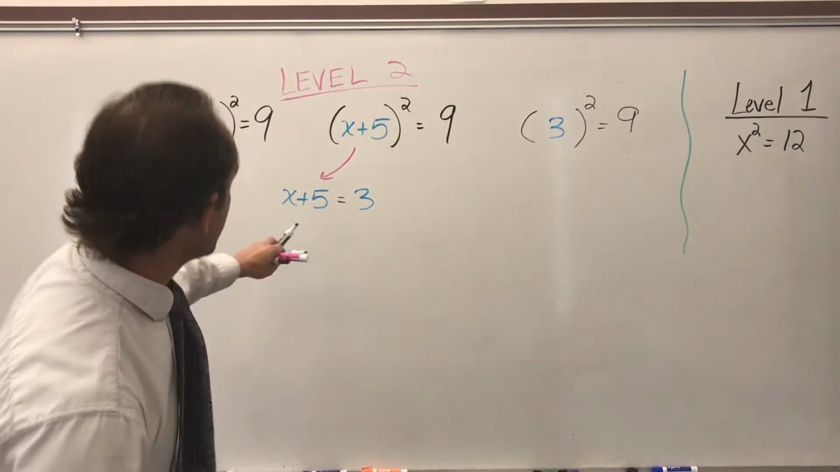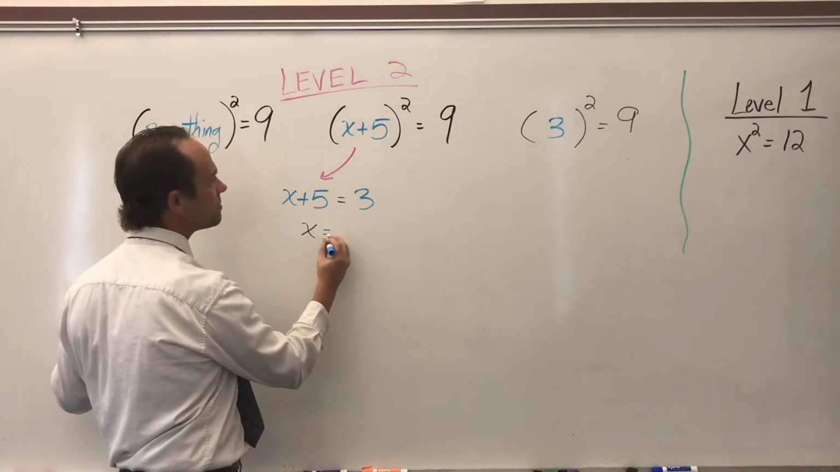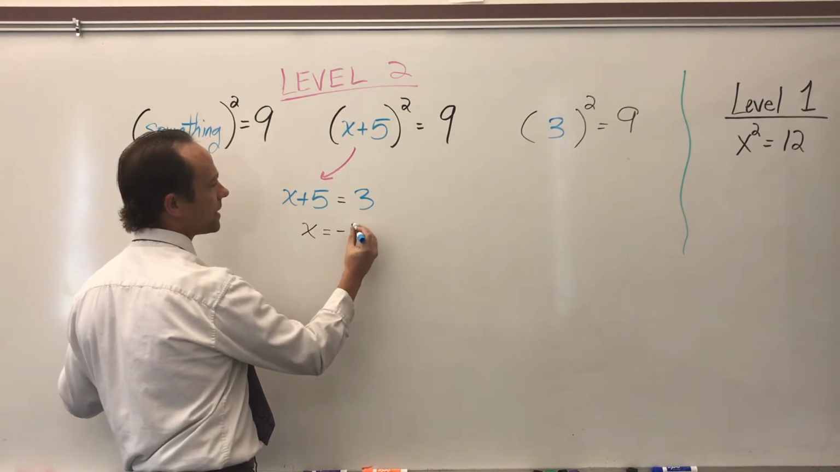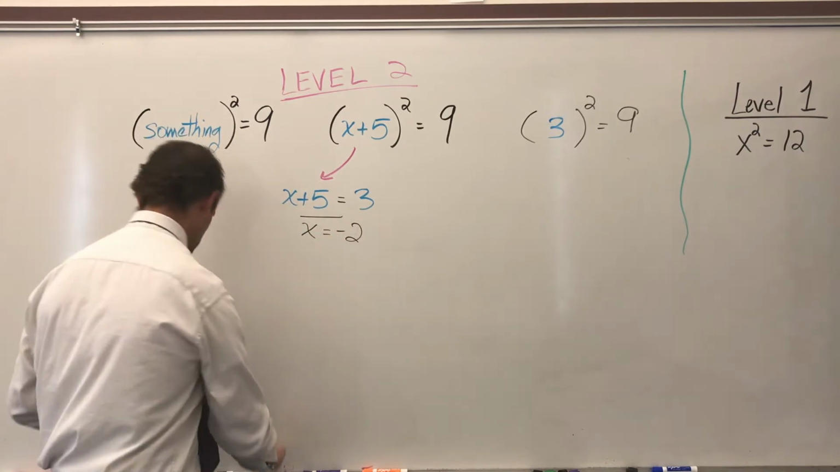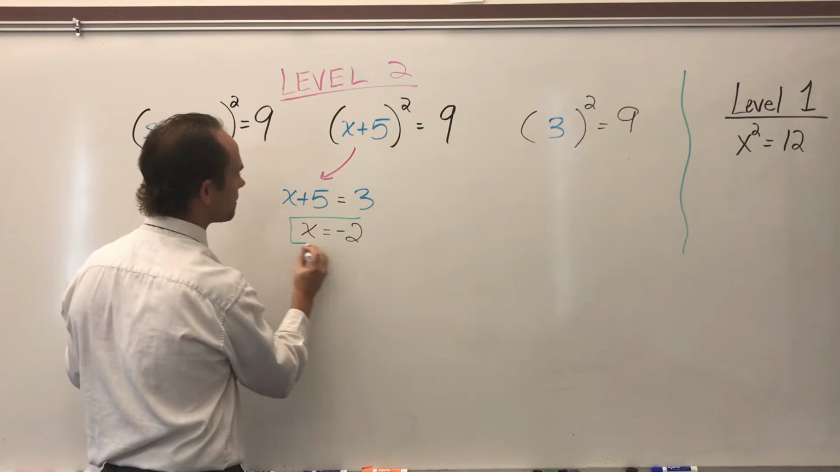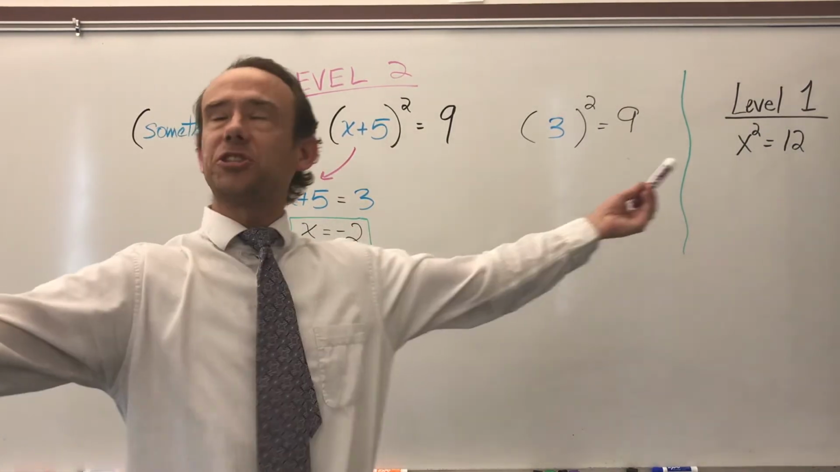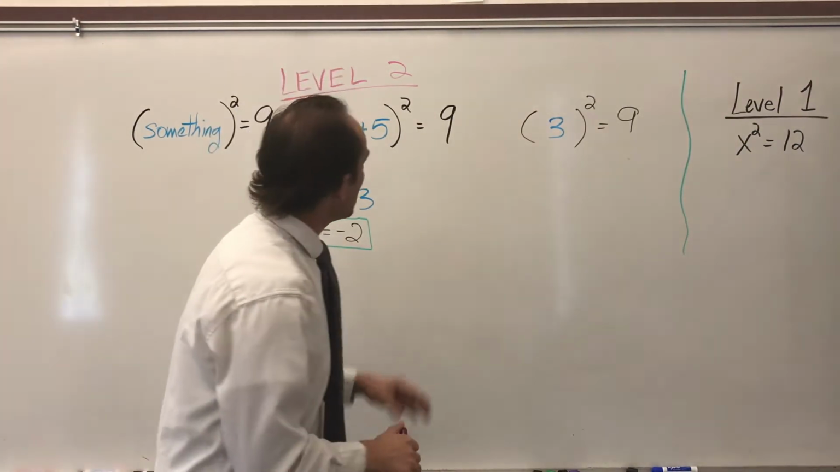Now it's an algebraic problem, so you want to isolate the x. You subtract 5 from both sides, and you get minus 2. And we circle with the green pen. All right, there we go. So that's one solution. That's the beautiful geometric solution, right?